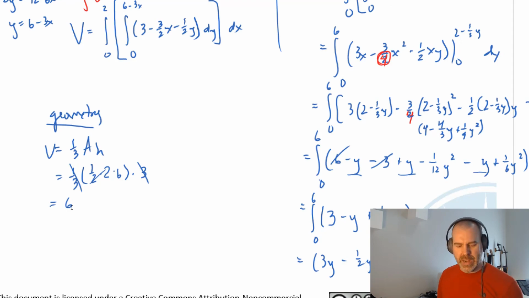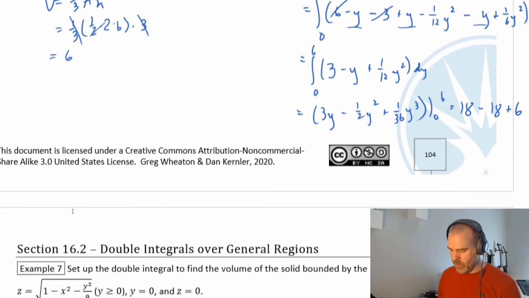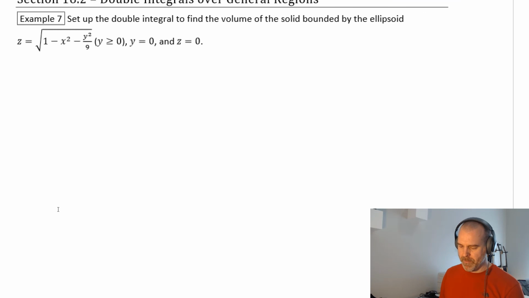We're not actually going to find the volume here for this last one. We're just going to set it up. So last example, set up the double integral that finds the volume of the solid bounded by this ellipsoid. We're going to look at just y being greater than or equal to 0, and it's bounded by that ellipsoid, y equals 0 and z equals 0.